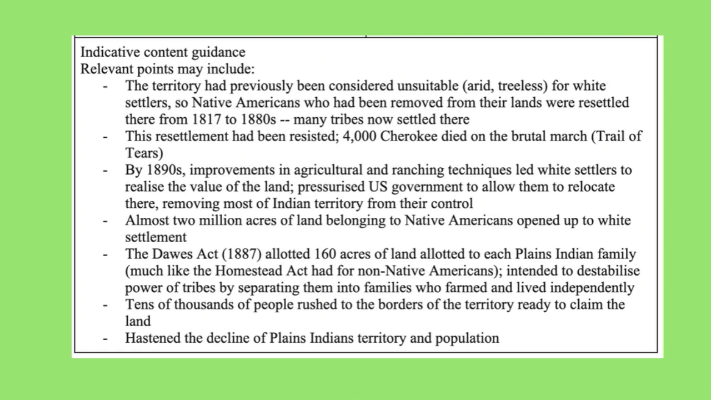But let's have a look at some examples of points that you could have made. So an important starting point for this narrative is that the territory had previously been considered unsuitable because it was arid and treeless. So Native Americans who had been removed from their lands were resettled there in 1817. So that's quite an interesting starting point because it allows you to develop into the next points in the narrative and show the implications of this particular point.